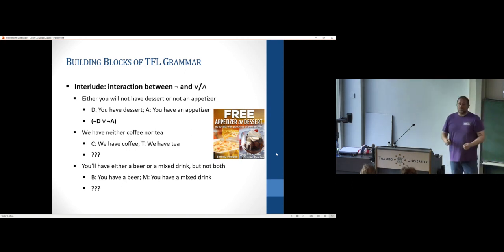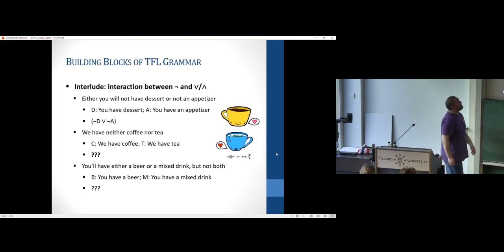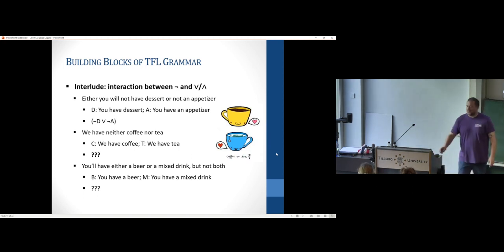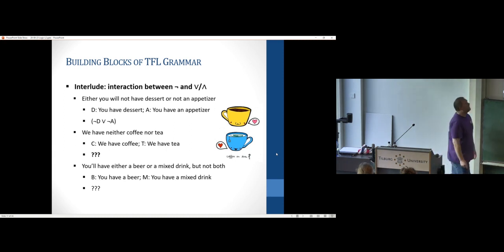Now let's think about the second one here. We have neither coffee nor tea. I'm fresh out of hot drinks. I'm real sorry, guys. If we have C as we have coffee, and T we have tea, how would we symbolize this? Not C and not T.